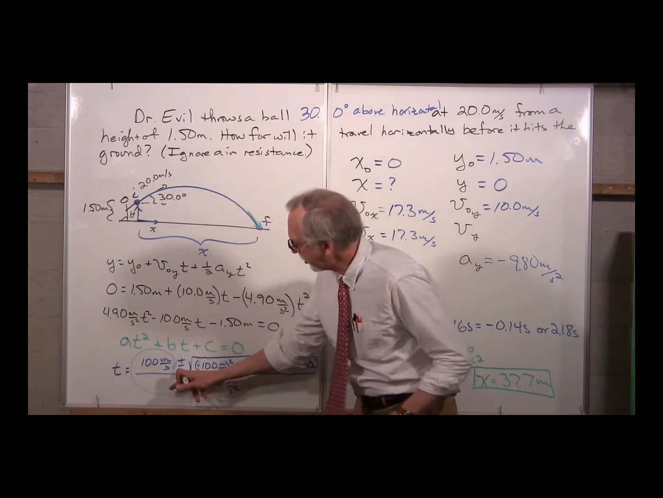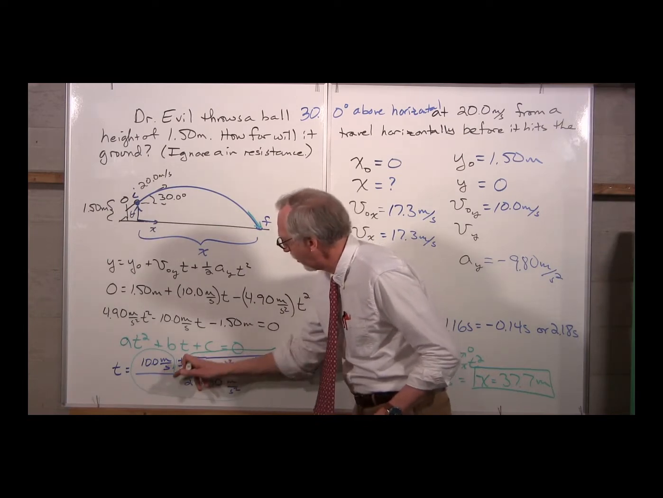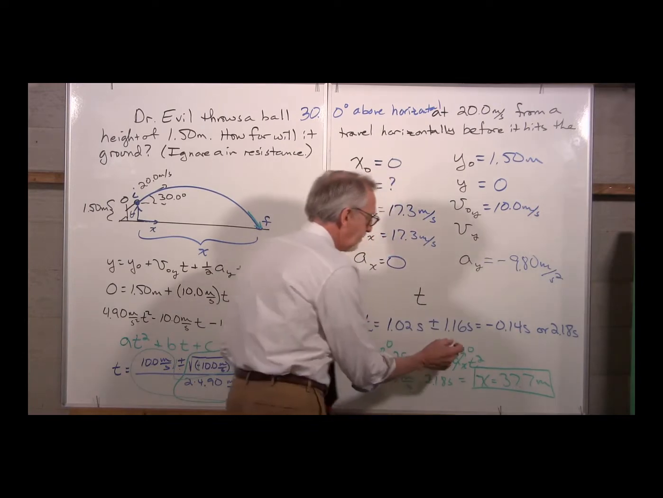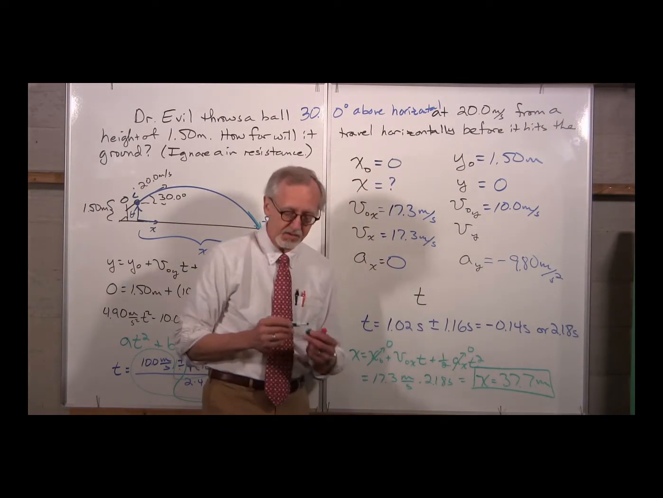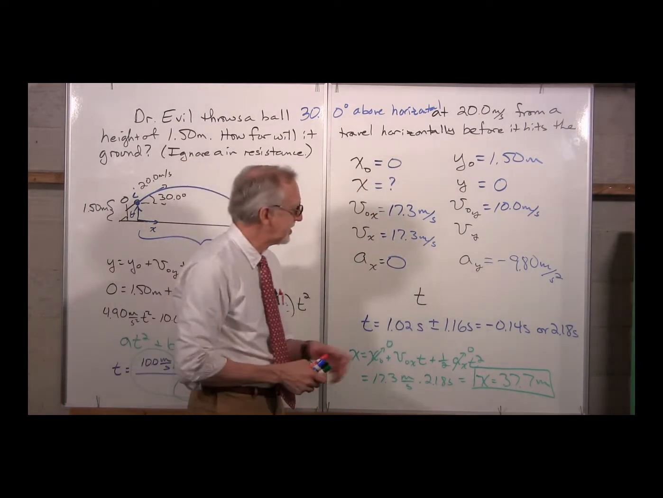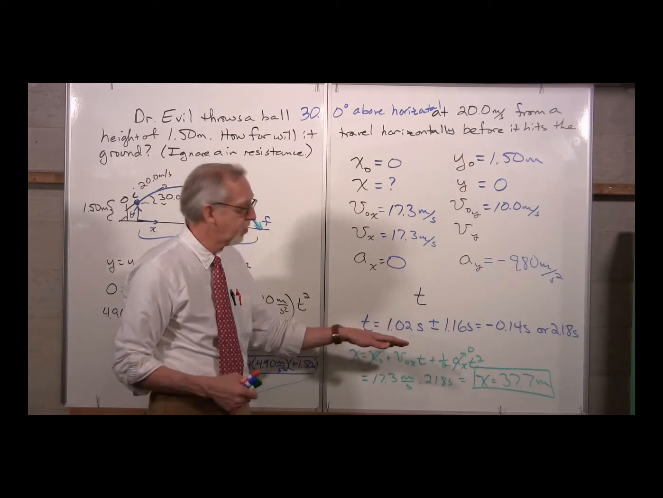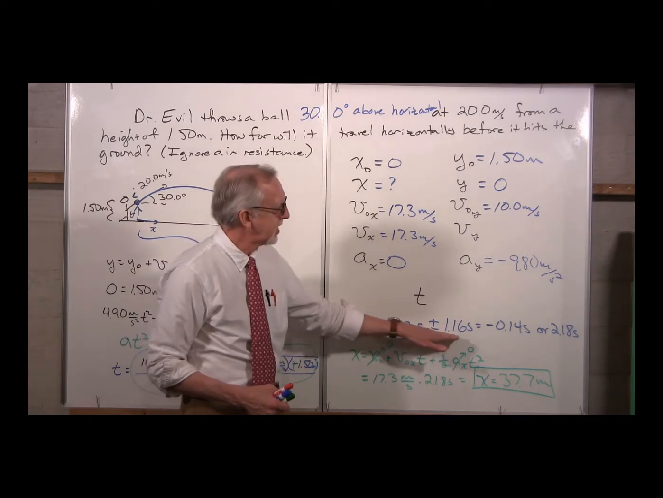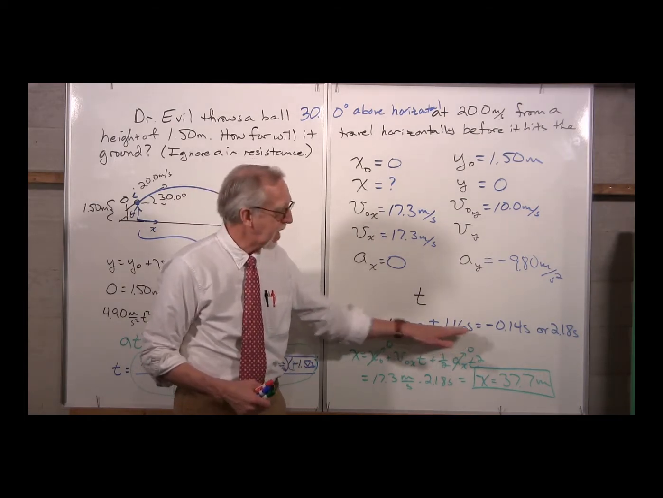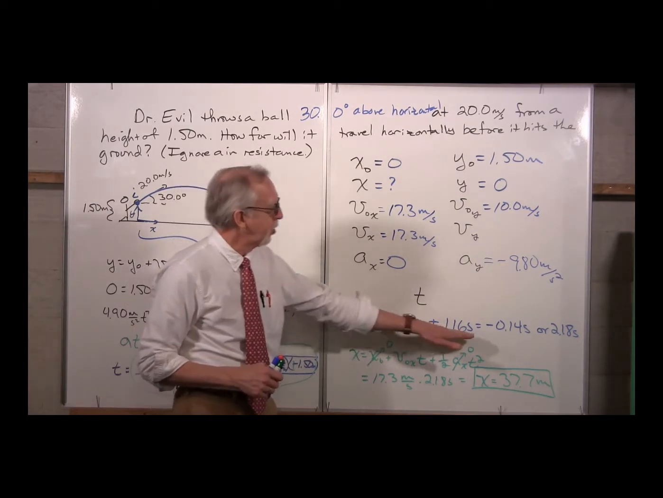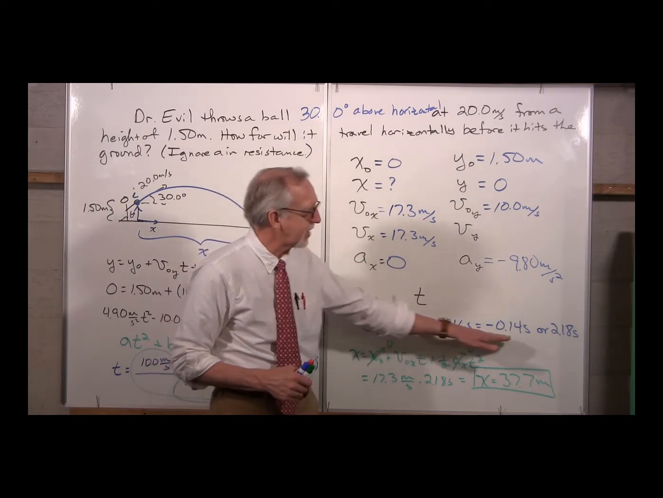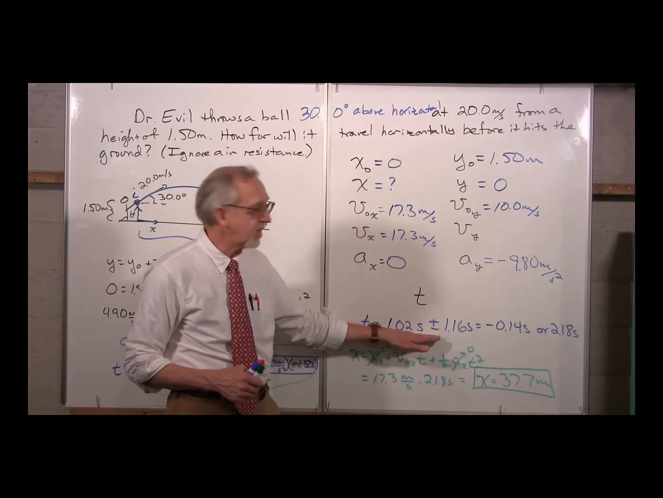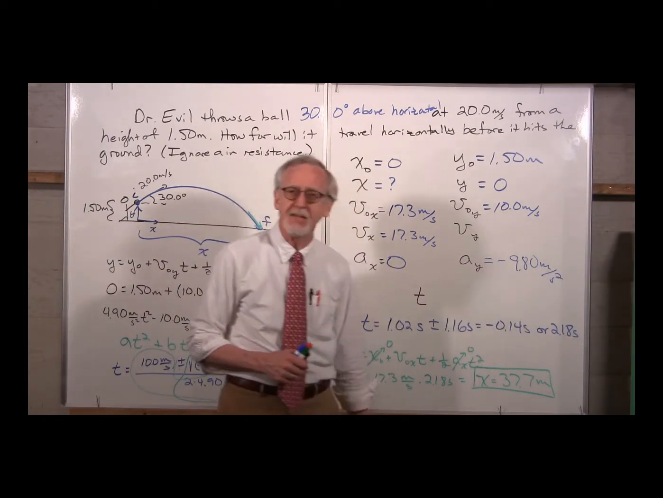Then, plus or minus, I'm going to take the square root part over the denominator. And that leaves me with 1.16 seconds. So my solution so far is 1.02 seconds plus or minus 1.16 seconds. Now I'll come back to that in just a minute. So let's do the subtraction. The subtraction gives us a negative 0.14 seconds. The positive gives us 2.18 seconds.